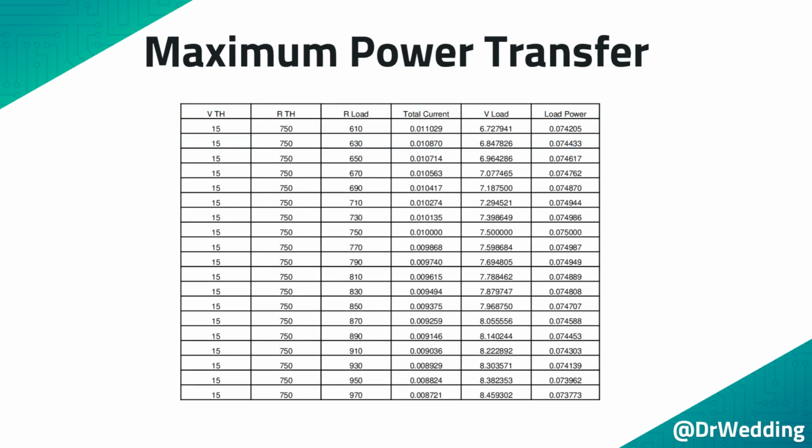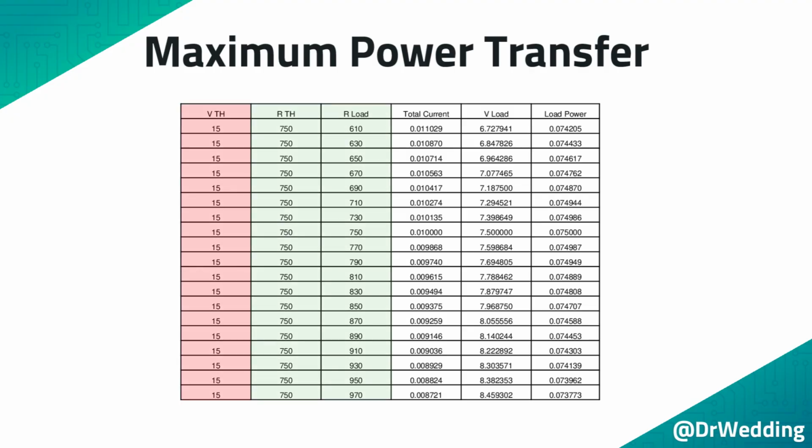The previous circuit was used to generate this table. The first two columns are the Thevenin values, and they are fixed. The third column is the load resistor, and in this example, its value starts at 610 ohms and will be increased until it reaches 970 ohms.